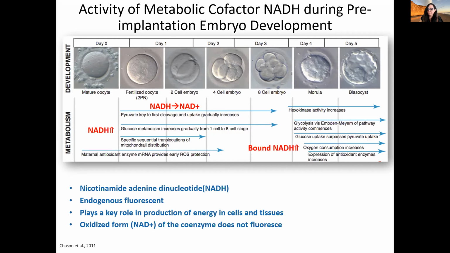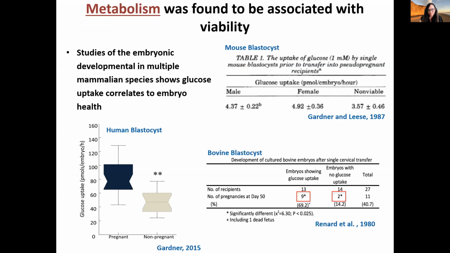I'm going to show you the structure in a second. It's a really nice cofactor molecule because it is involved in cellular metabolism. So NADH is nicotinamide adenine dinucleotide. It's fluorescent in the... oxidase stage, and then it plays a central role in energy production. In the reduced state it is fluorescent. In the oxidized form, it is not fluorescent. But we're not looking at NAD+.